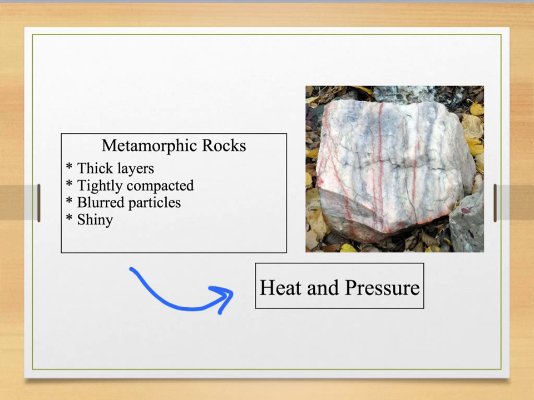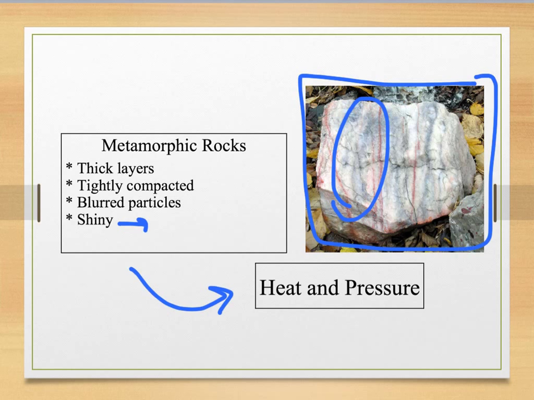Metamorphic rocks, they're thick layered, they're very tightly compacted, they're blurred particles. If you kind of look in here, you can tell it's kind of blurry. It's not something very distinct. It's kind of like a blurred paint job almost. And then it's got a shiny appearance. And this doesn't seem as shiny, but this is an example of marble. So if you've ever seen marble, if you've been in a nice building that's had marble, or maybe your house has marble in it, it's a very shiny surface.